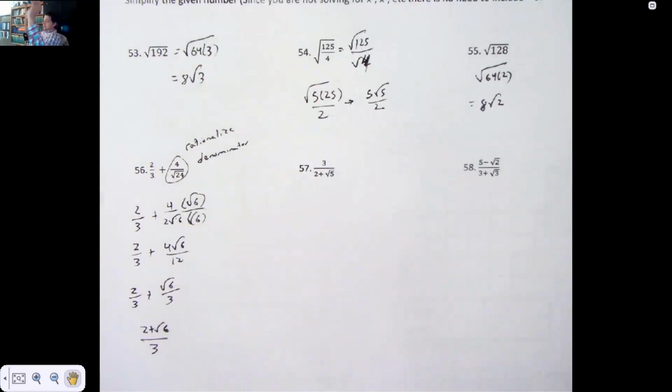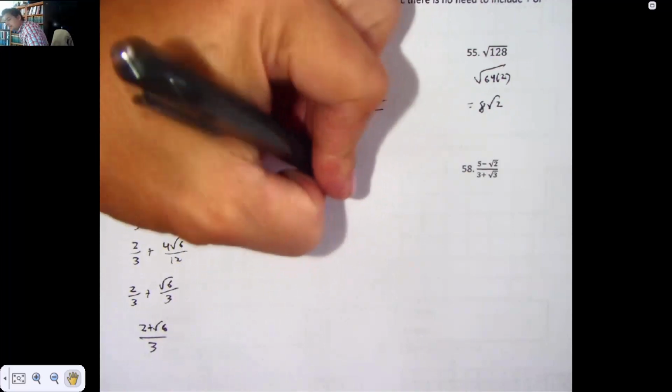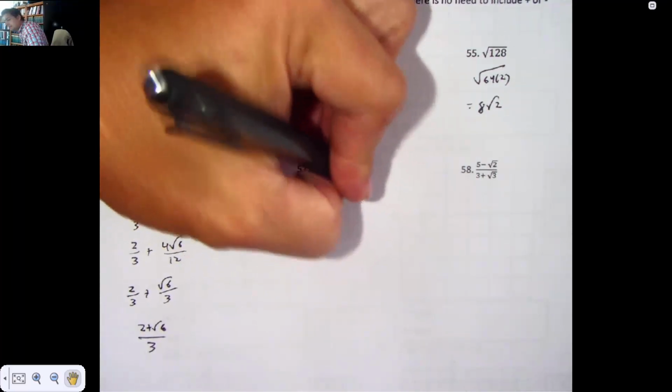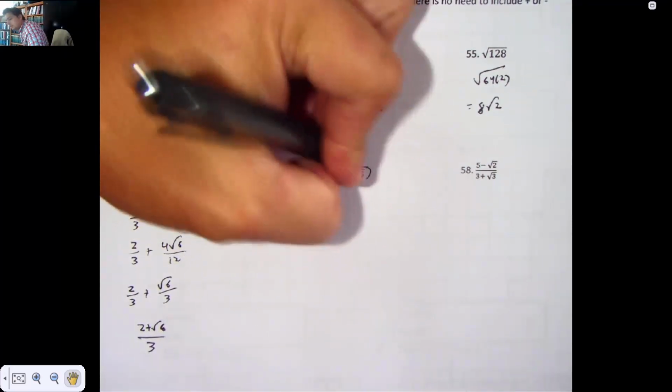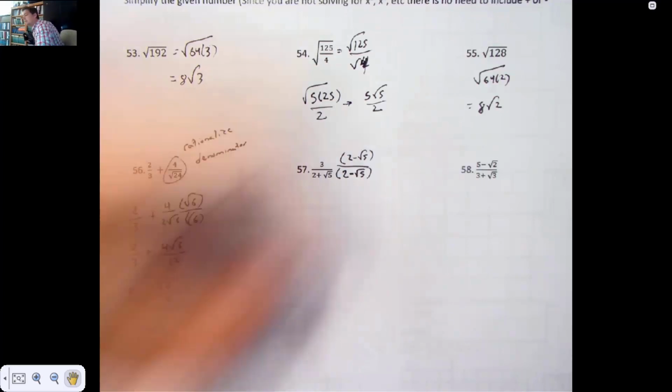57 has the same issue. Somebody a long time ago said no radicals in the denominator. And we fix that on 57 by using the idea of the conjugate. The conjugate of 2 plus a root of 5 is 2 minus a root of 5. So we multiply the numerator and the denominator by 2 take away root 5.